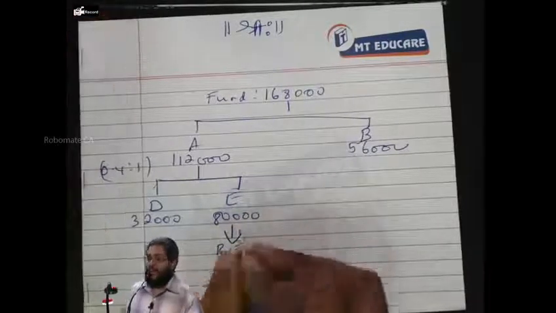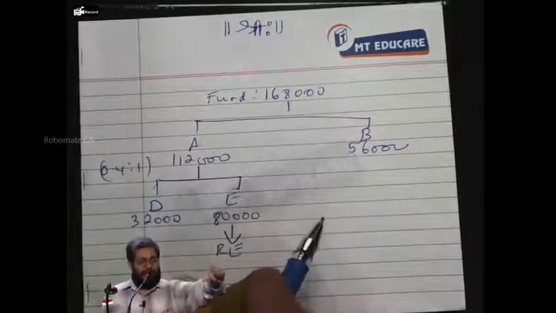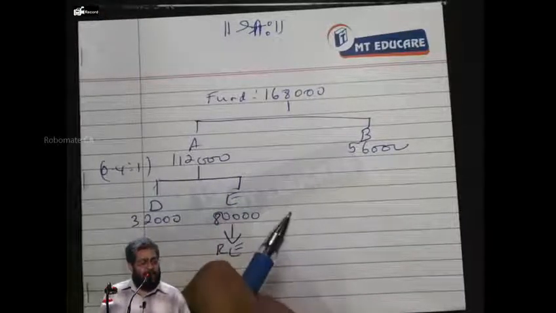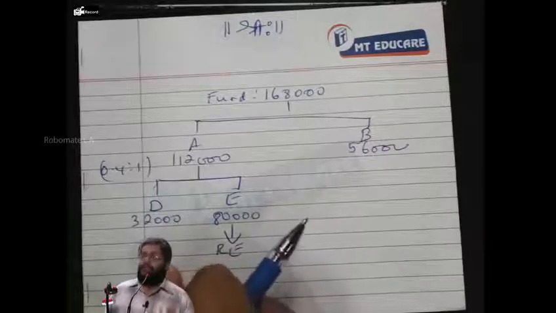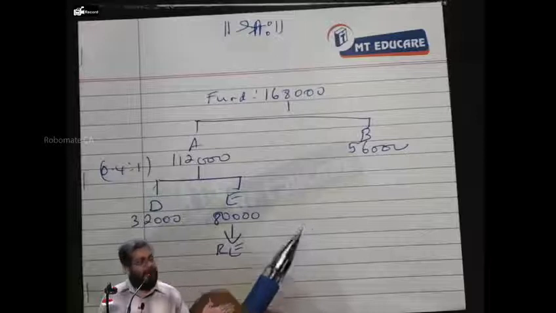Now, this is going to be borrowed, and this 80,000 comes from what? It comes from retained earnings. 1 lakh profit available, 80,000 of the retained earnings goes to A, and the balance, only 20,000, is available for B. Up to this, do I have the clarity or not?